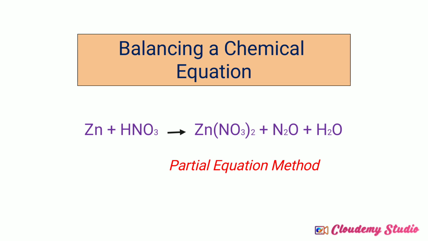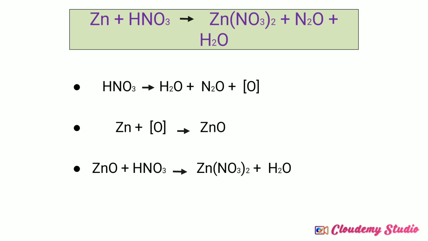Hello friends, let's balance a chemical equation for the reaction between zinc and nitric acid to form zinc nitrate, nitrous oxide and water. This equation, if we follow the hit and trial method, takes much time and is very difficult. Therefore, we can balance this equation by the partial equation method. By the partial equation method, the given reaction is split into three different steps.